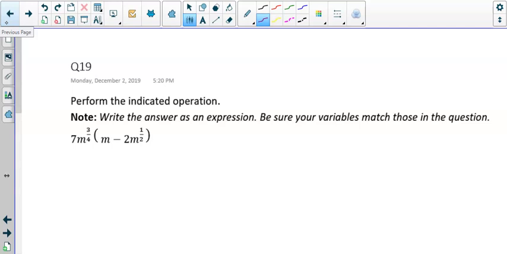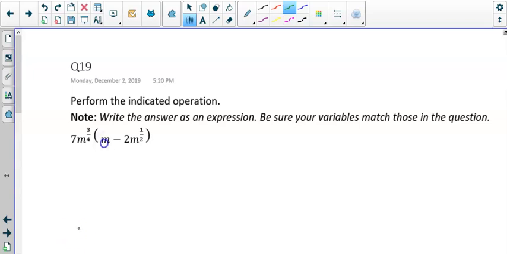This one, if memory serves correct, is still coming from that same section 5.2. It's all about exponential properties. So what are we going to do with this? What do they want us to do in this problem? Distribute. That's it. And as I multiply through, what do I do with those powers again? Add them, because when you multiply, you add.